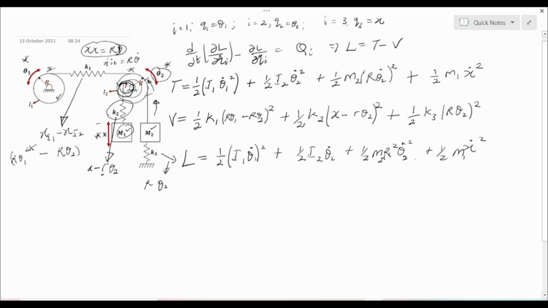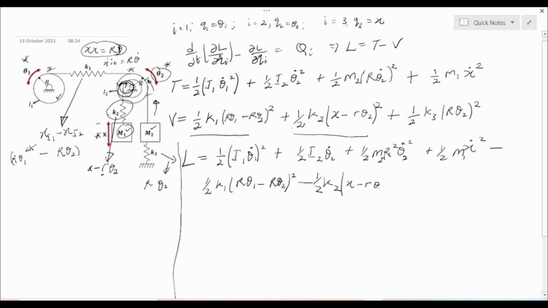Minus, we want to start subtracting the terms of the potential energy now. So we have minus the first term of the potential energy, which is half K1 into brackets r theta 1 minus r theta 2, squared, minus the second term, which is half K2 into brackets x minus r theta 2, all squared, and minus the third term, which is equal to half K3 r squared theta 2 squared. And this is our Lagrange formulation.